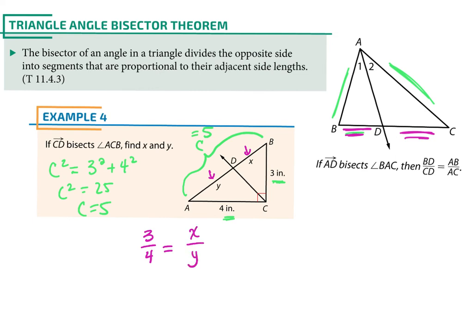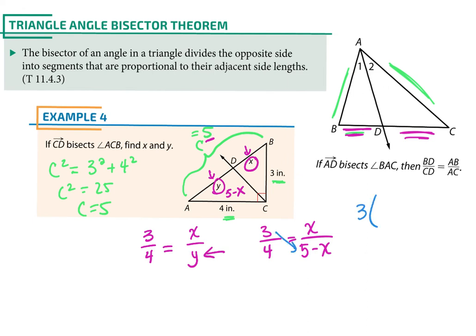But I have 2 variables here. I don't want 2 variables because I'm not going to be able to solve. So I need to write one of these in terms of the other. So if this is x, and I know this is 5, this piece should be 5 minus x. Everybody agree? y should be 5 minus x. So I'm going to replace this guy with 5 minus x. x over 5 minus x.